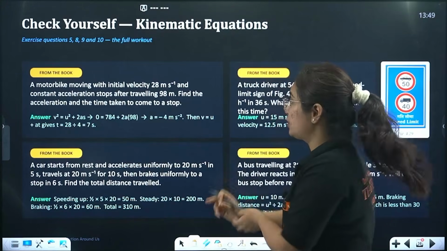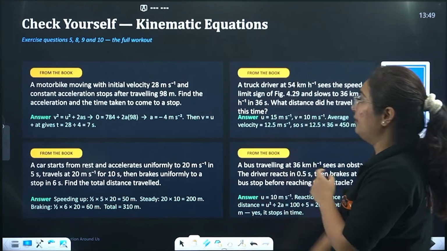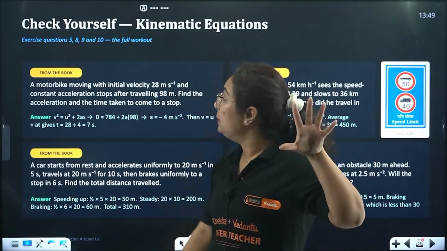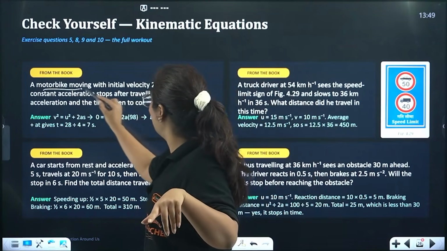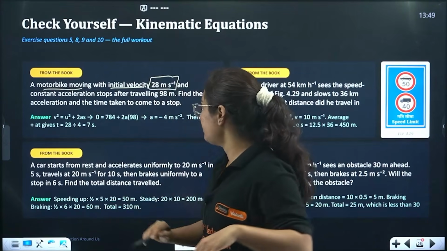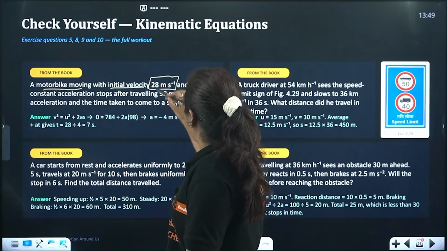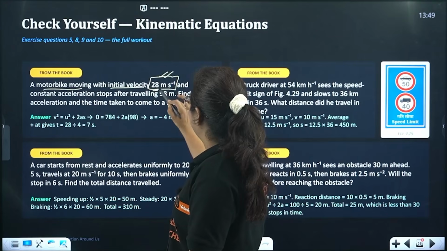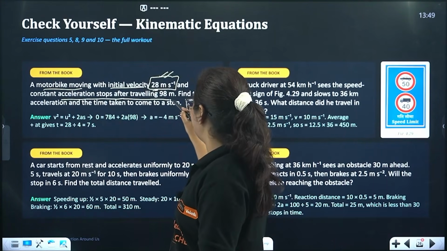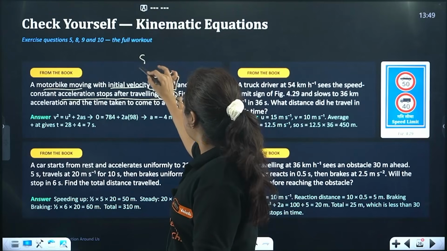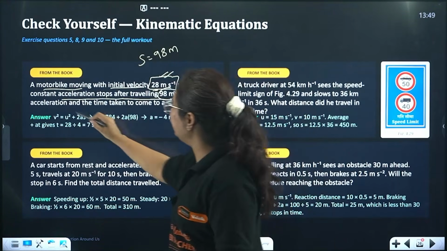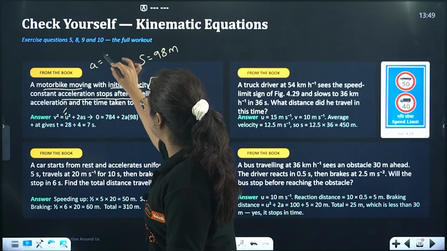Now I would suggest you to solve this question. Check yourself if you are able to do it or not. Okay, first we will brief about them. A motorbike moving with initial velocity of 28 meter per second and a constant acceleration stopped after traveling 98 meter. S is given to you, that is displacement 98 meter. Find the acceleration. What you have to find is, beta, acceleration.